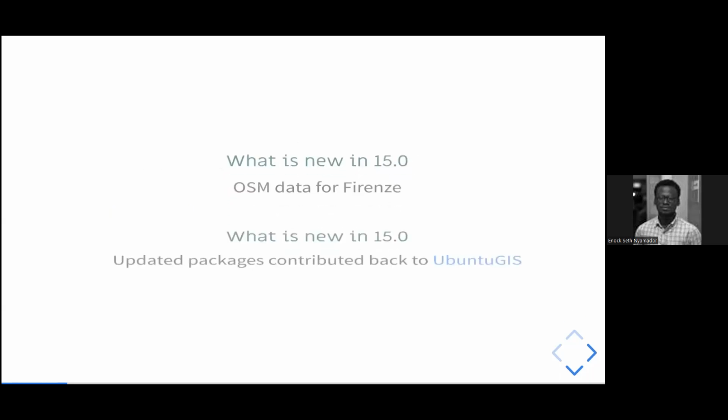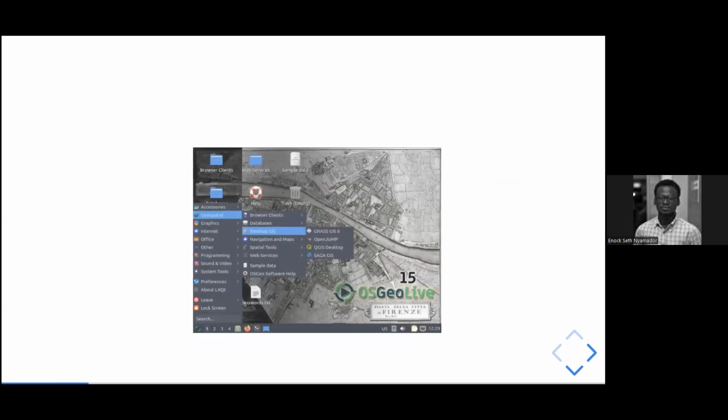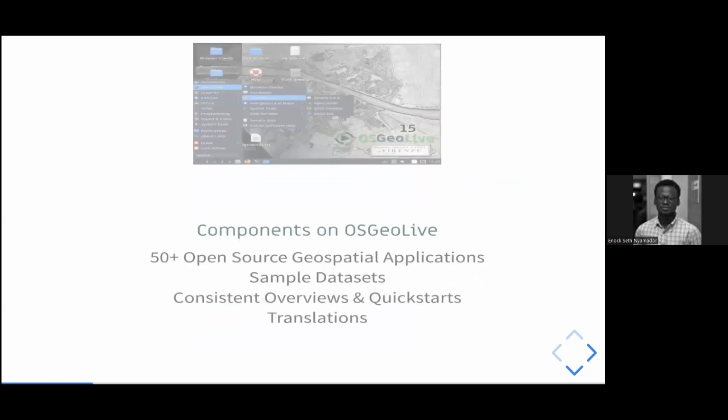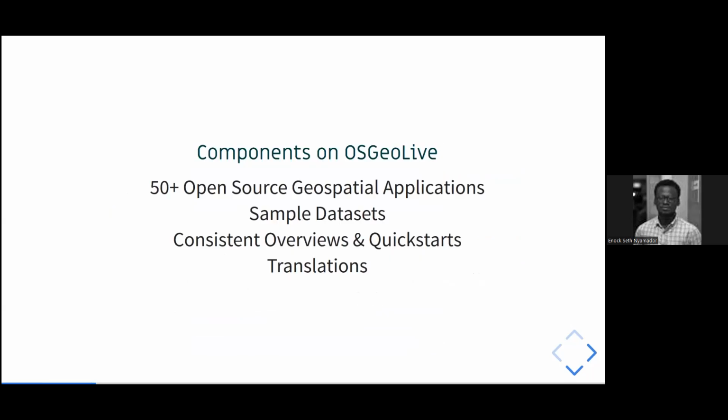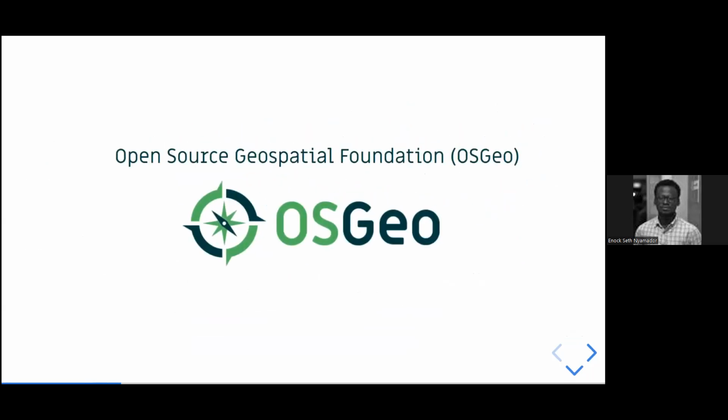So many new things I will skip. I mentioned already it's an operating system, has 50+ free and open source software for geospatial, sample data sets, of course, from OpenStreetMap, and translations for quick starts and overview in a couple of languages. I talked about OSGeo already, so I skip this slide.